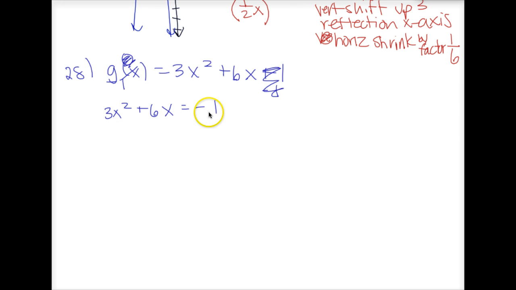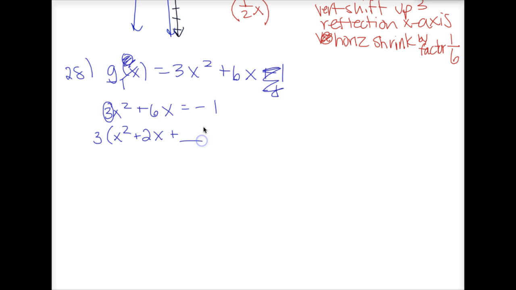Once I have it in that format, so ax squared plus bx equals c, then I need to factor out the coefficient on the left side. Remember, this is not a guessing game. Whatever the number is in front, that's what you factor out. So I factor out a 3. Remember, it's reverse distributing. 6 divided by 3 is 2. So if I redistribute this 3, it would give me back 3x squared plus 6x. So I know that that is right.